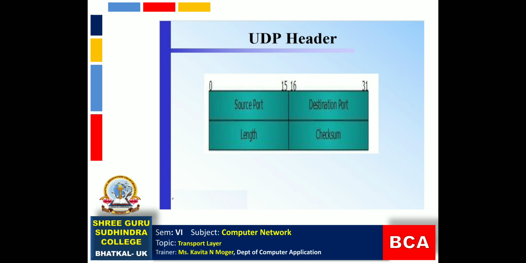Next one is checksum. This field stores the checksum value generated by the sender before sending. IPv4 has this field as optional, so when the checksum field does not contain any value, it is made 0 and all its bits are set to 0.